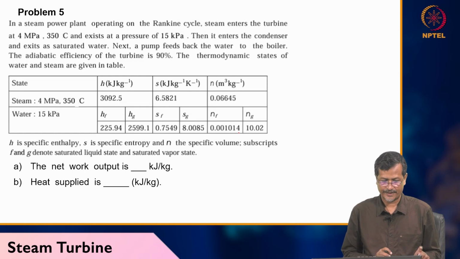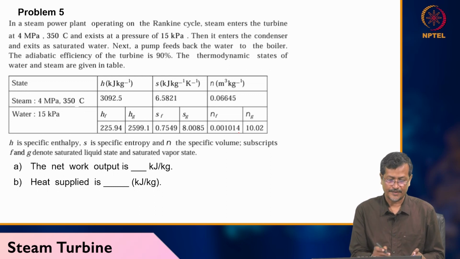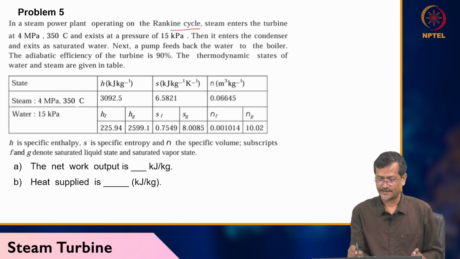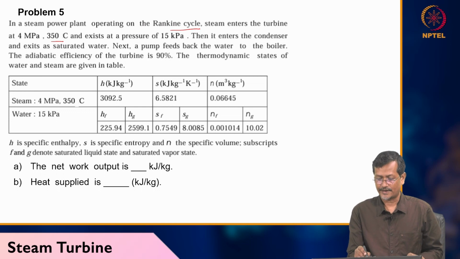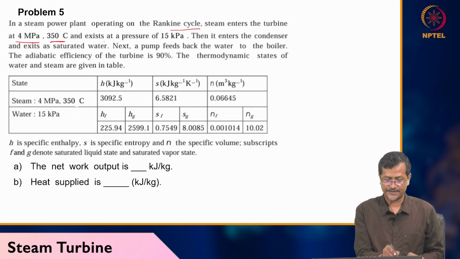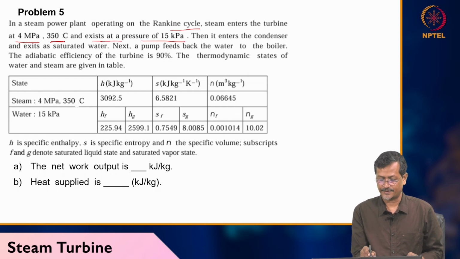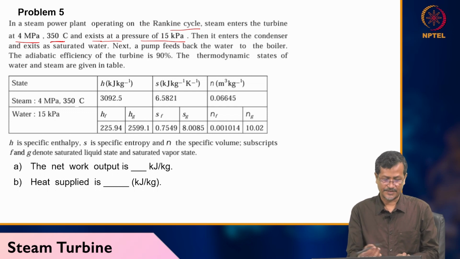So this is from the GATE exam. One problem was there, not in marine engineering, it was a mechanical engineering GATE problem. A steam power plant operating on the Rankine cycle, steam enters the turbine at 4 MPa, 350 degrees centigrade, and exits at a pressure of 15 kPa. So first you have to draw your steam cycle.